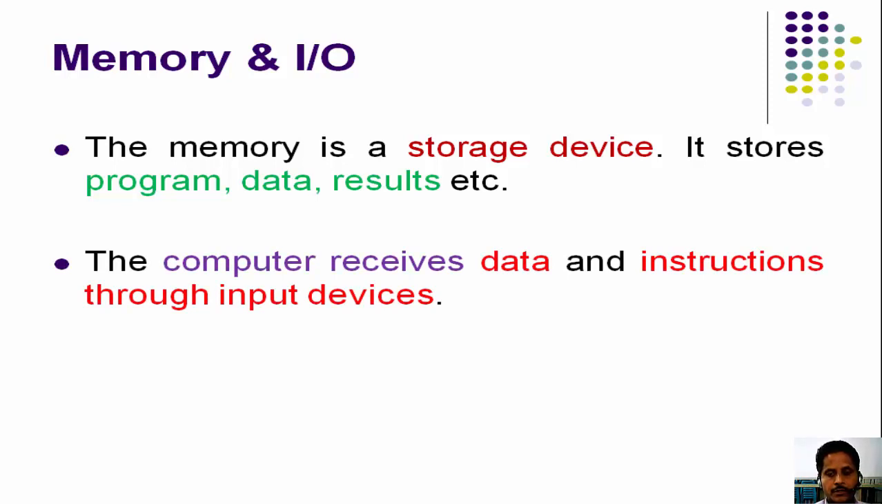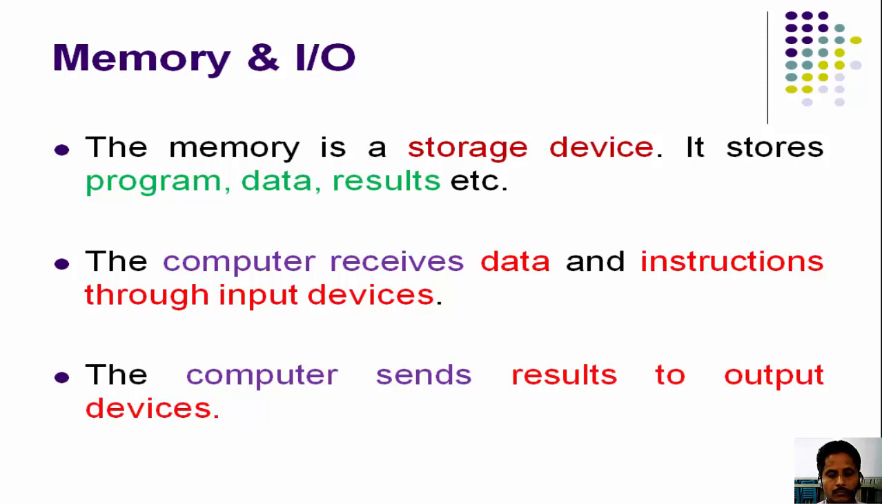Then the computer receives the data and the instructions through the input device. As I said, the different input devices: keyboard, mouse, joystick. Computer sends the result to the output device, for example display, CRT display, LCD display, printer, speaker.